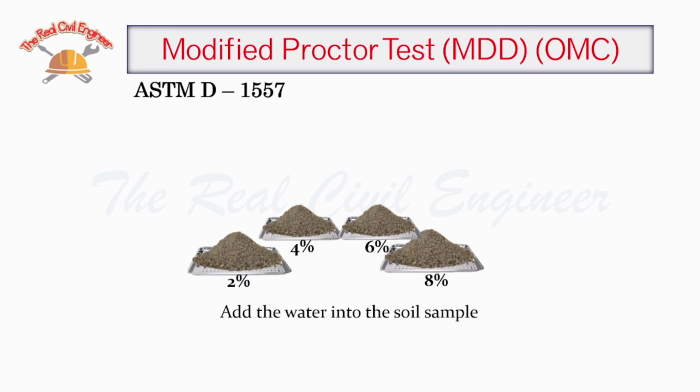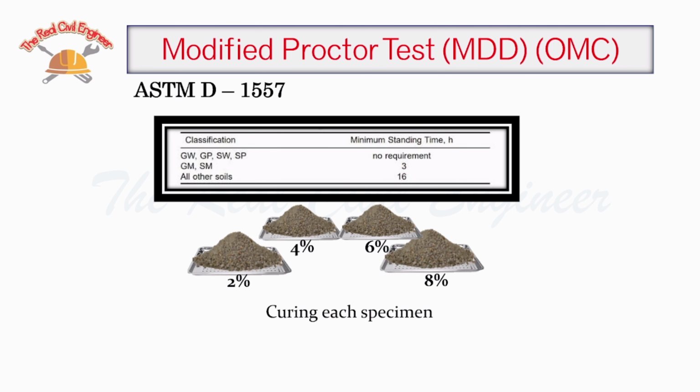Add water into the soil and increase the quantity of water for each next sample. The increments of water depend on the soil behavior. Cure each specimen if required according to the table. If the material is well graded or poorly graded, then there is no requirement for curing.